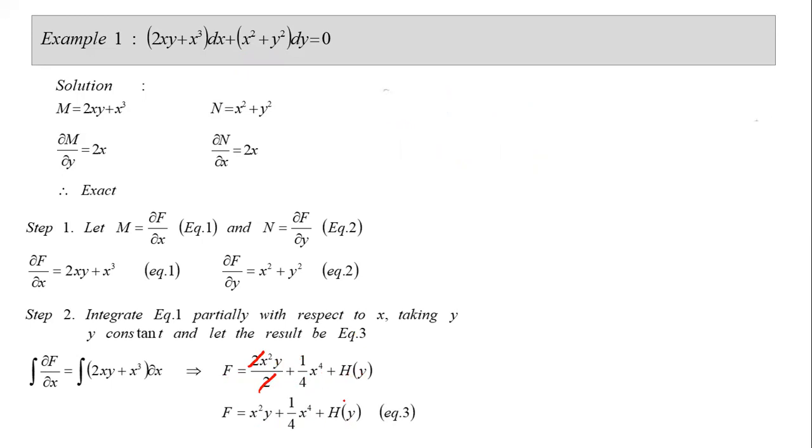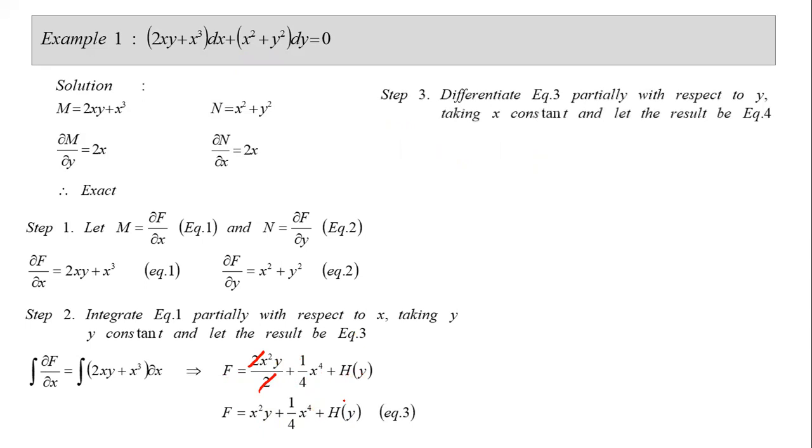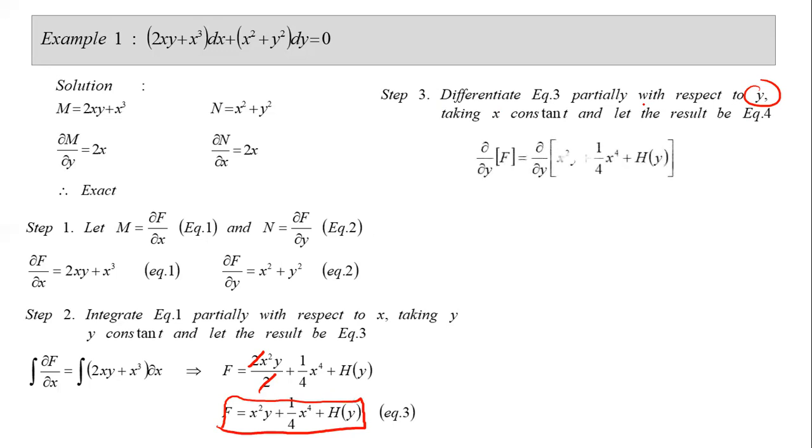Step 3. We shall now differentiate equation 3 with respect to y, taking x constant, and let the result be equation 4. So we shall differentiate f, that is, differentiate x squared y plus 1/4 x to the 4 plus h(y) partially with respect to y.